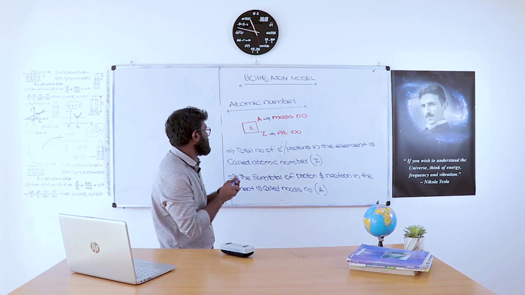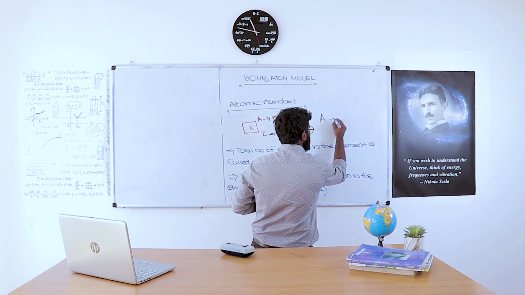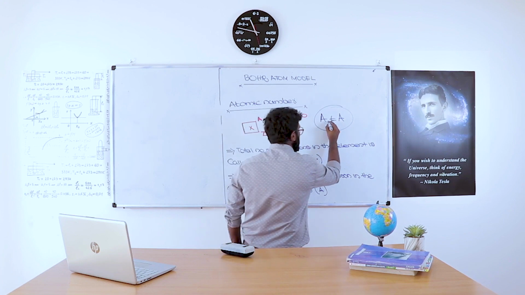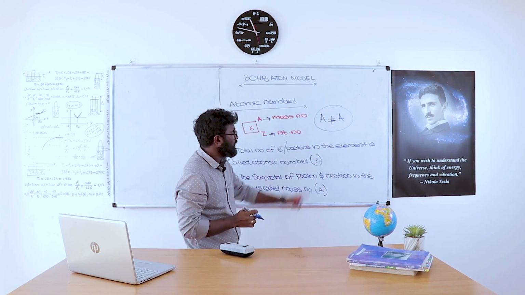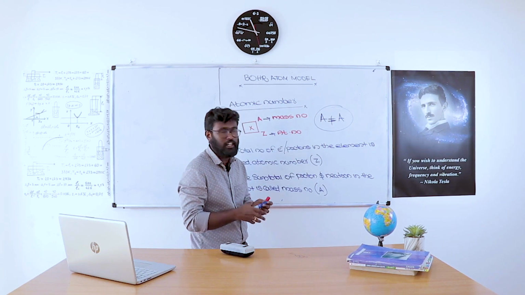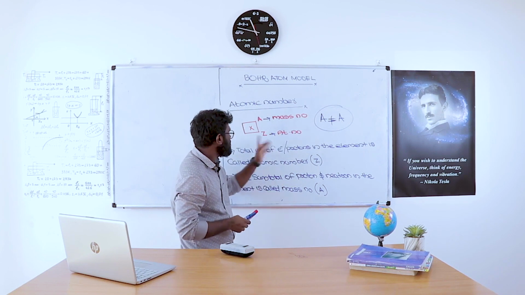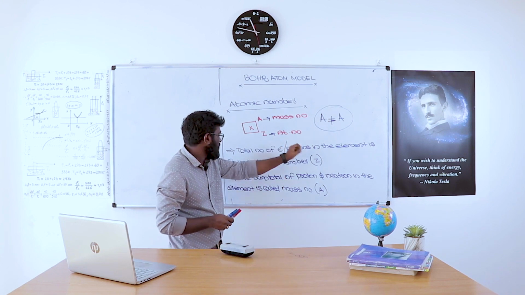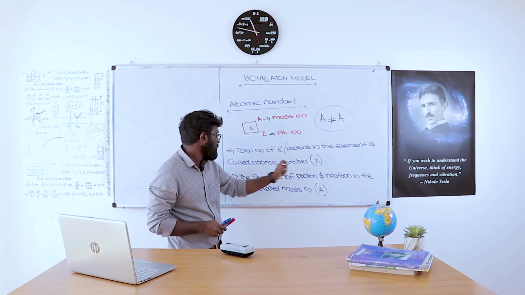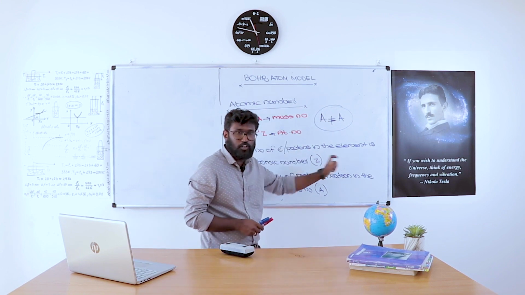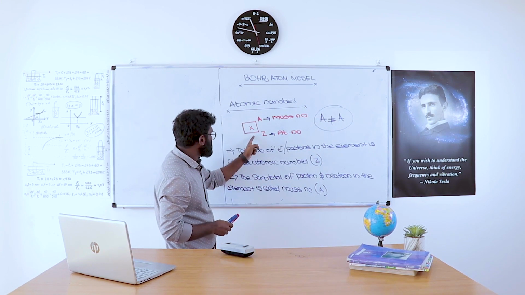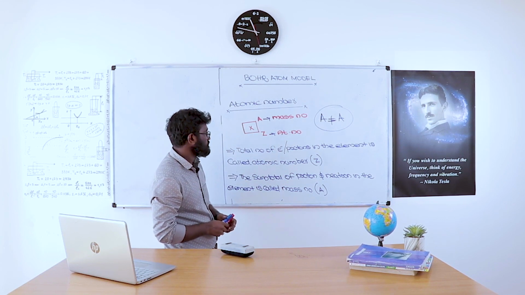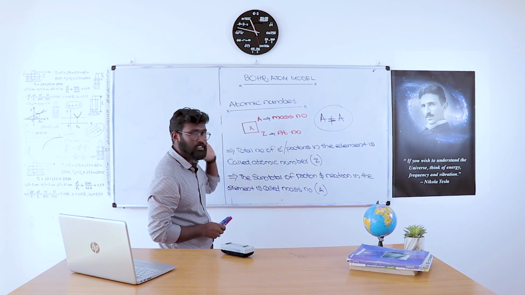So A is the mass number and Z is the atomic number. The total number of electrons or protons in the element is called the atomic number. And the sum total of protons and neutrons in the element is called the mass number, which is denoted by X with A and Z, where A is the mass number and Z is the atomic number. Clear? So this is the general case.